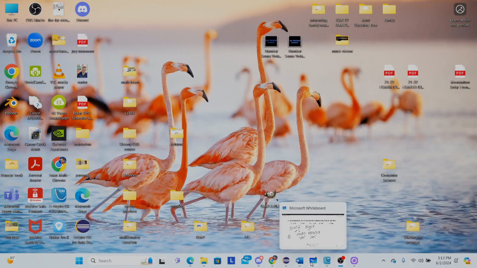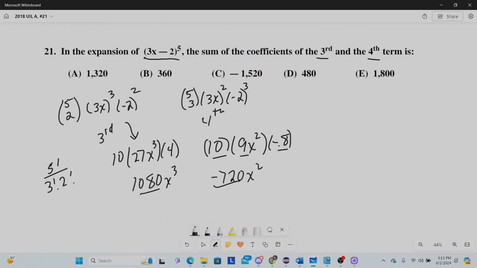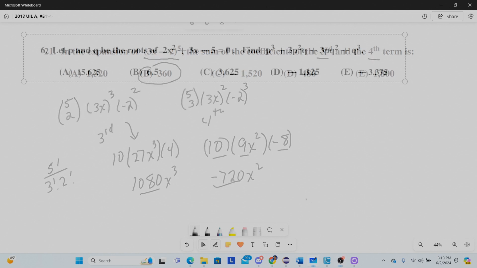So 1080 minus 720, and we get 360 as our coefficient. 360 is our coefficient. B. All right, and so that's how that's done. Let's go on to the next problem.